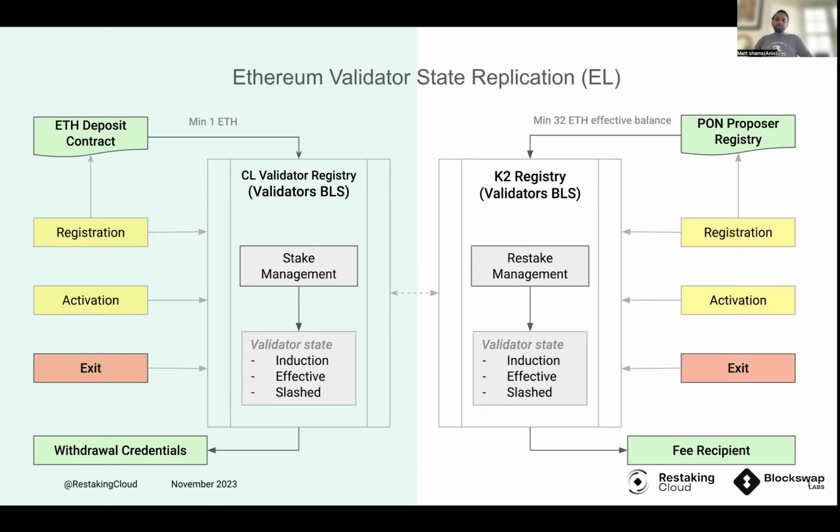The one thing here is the proposer registry has a rule: a validator must have a minimum ETH effective balance. It will not take any exited validators or anything like that. It only takes the active validators in the consensus layer. So it does a lot of checks. It's really replicating the state from the consensus layer to the execution layer on a smart contract, and it makes sure the registry only keeps active validators with a minimum of 32 ETH.